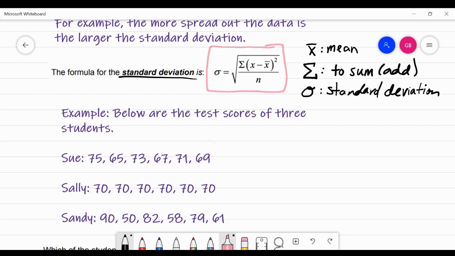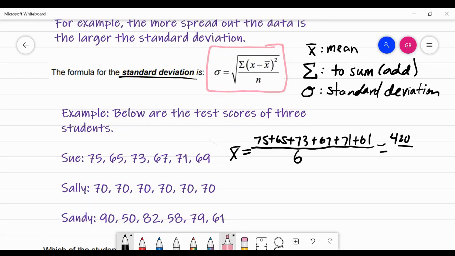Before we continue, I'm curious to know what's the average score for these students, or the mean. So remember to find the mean, we're going to add up all the numbers and divide it by how many numbers we have. In this case, we have 6 numbers. So this is just a quick review of what we did last week. So I'm going to use the calculator. Okay, these numbers add up to 420. Divide that by 6 and you get 70. So Sue's average was 70.